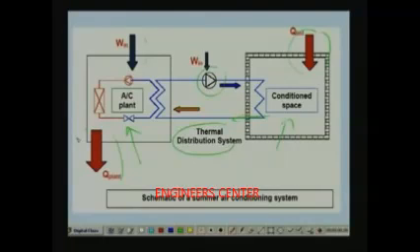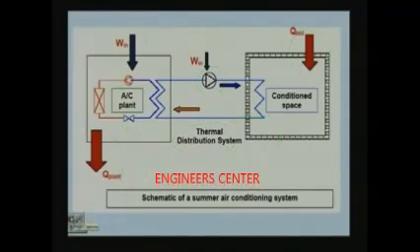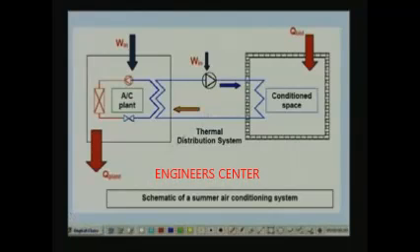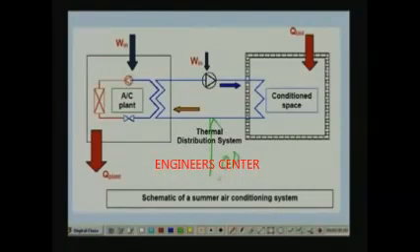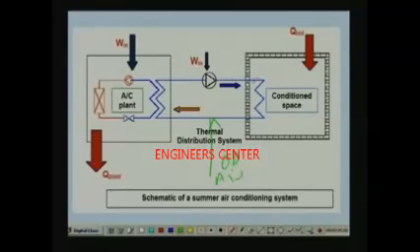And as I said, in a thermal distribution system, if you are using air as a fluid media, it is possible to introduce outdoor air for ventilation. For example, you can introduce outdoor air here itself, and you can treat the outdoor air and supply it along with the recirculated air to the conditioned space, so that the ventilation requirements of the conditioned space are taken care of.